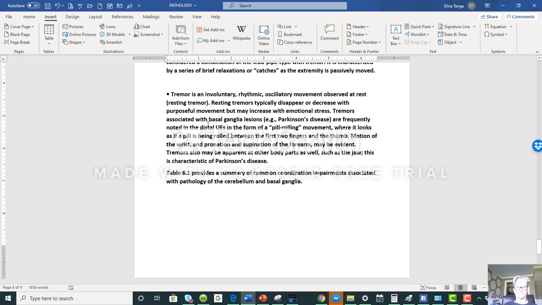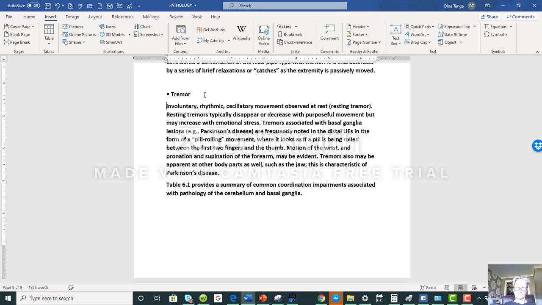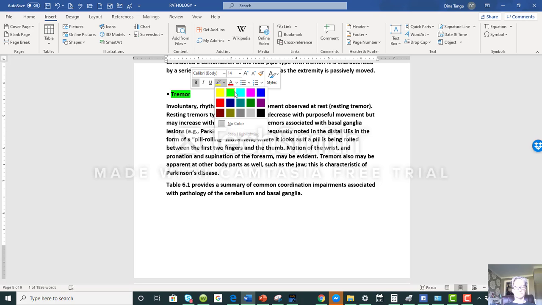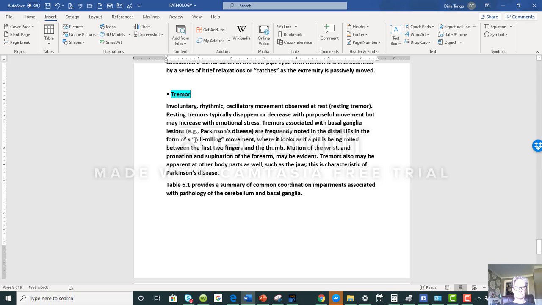Tremor is an involuntary, rhythmic, oscillatory movement observed at rest. Resting tremors typically disappear or decrease with purposeful movement, but may increase with emotional stress. Tremors associated with basal ganglia lesions, for example, Parkinson's disease, are frequently noted in the distal UEs in the form of a pill-rolling movement, where it looks as if a pill is being rolled between the first two fingers and the thumb.